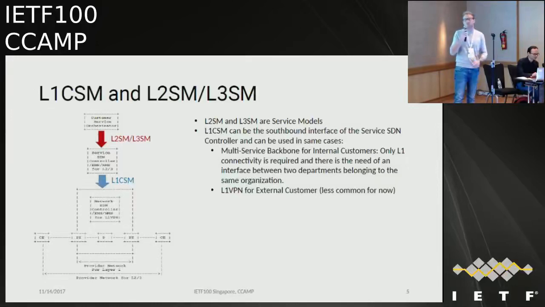For now, the multi-domain and multi-service provider use case is out of scope. But just to help you understand, we have the layer 2 SM and the layer 3 SM, which are the interface between the customer and the service SDN orchestrator, while the layer 1 CSM is the southbound interface between the SDN controller and the network controller. The layer 1 VPN for an external customer is less common for now, but we have to consider it.